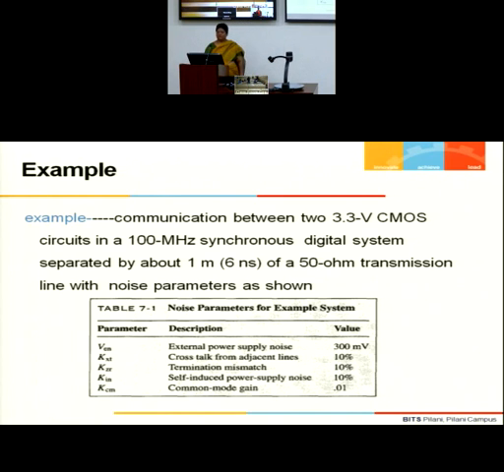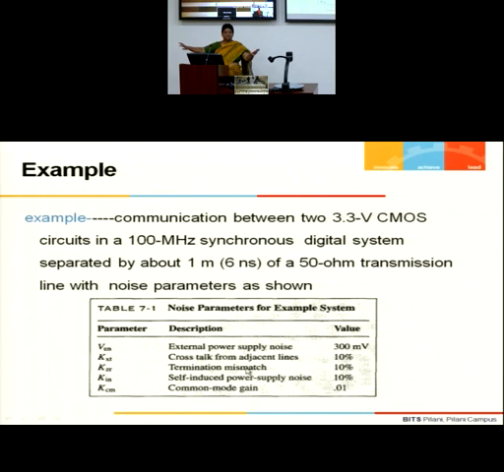And then I am given the noise parameters of my system. There is a transmitter, there is a receiver. So there is noise associated with transmitters and receivers, and also with the power supply. Power supply noise will be there. So certain parameters are given. External power supply noise, 300 millivolt you will get. Crosstalk from adjacent lines, interference, EMI interference. Because wires are laid parallel to each other, there is crosstalk happening because of mutual capacitive coupling or mutual inductive coupling. So that is leading to 10% of crosstalk.